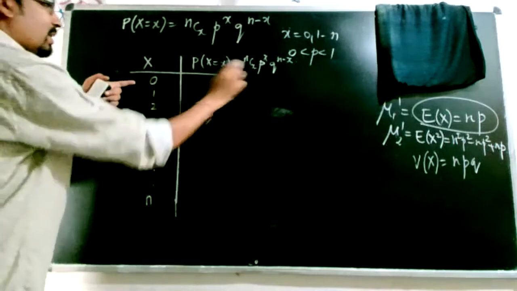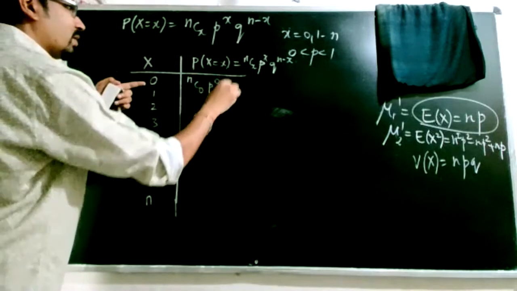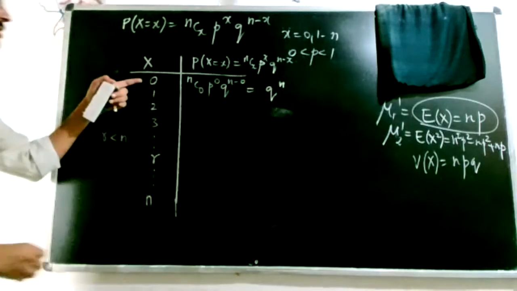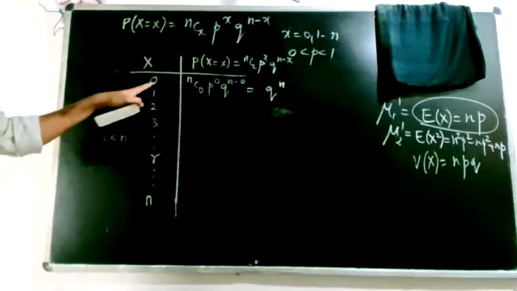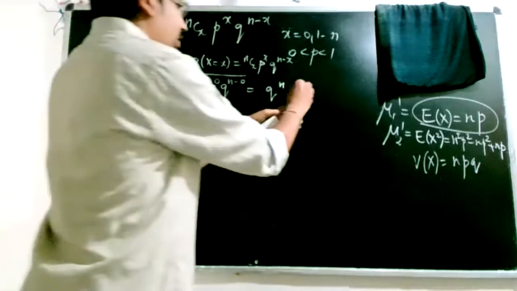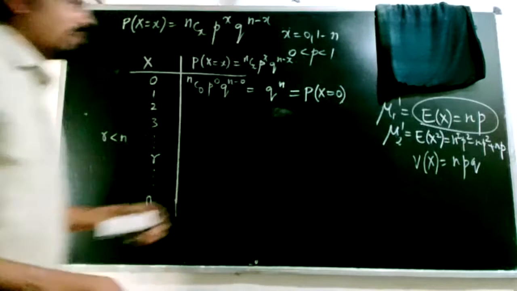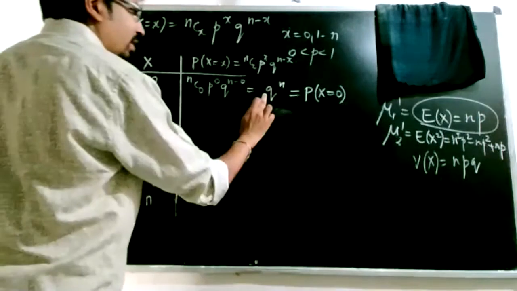So when I put x equal to 0, I get nC0 p to the power of 0 q to the power of n minus 0, which is nothing but q to the power of n. So if you want the probability for 0, then it is simply q to the power of n. If you know the value of q, then the probability that x is taking 0 is always q to the power n. So you can remember this.